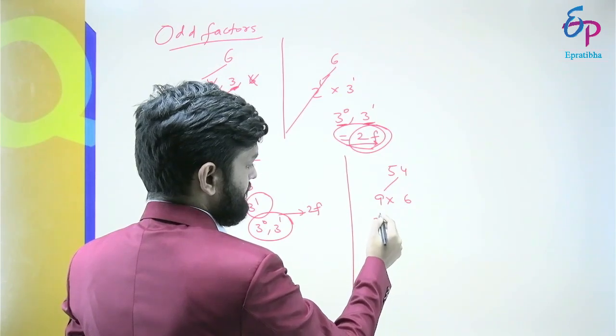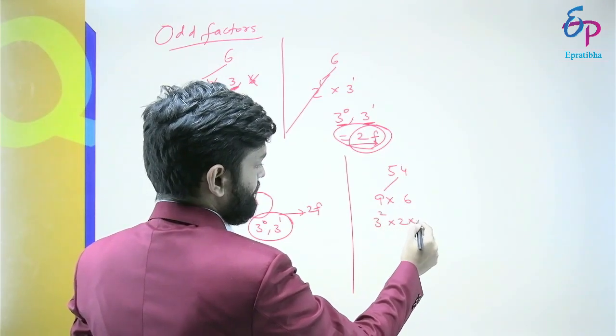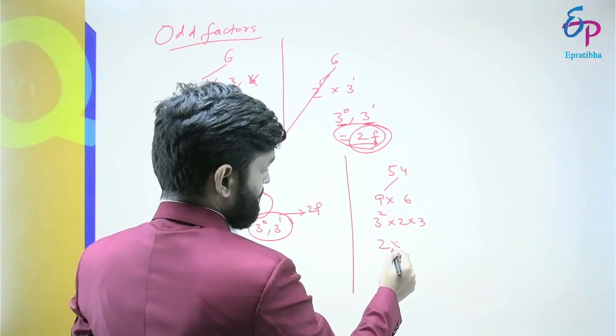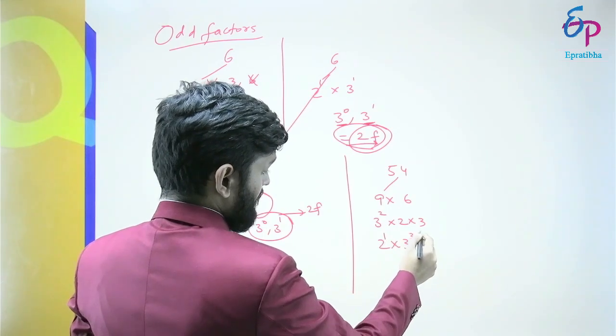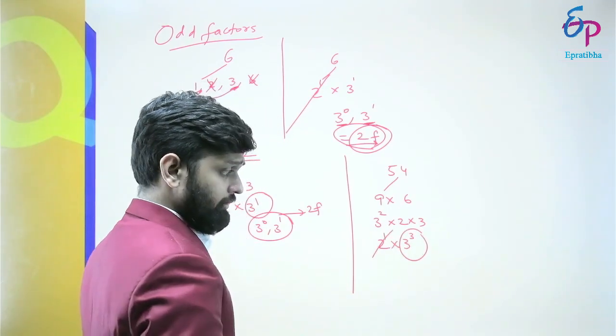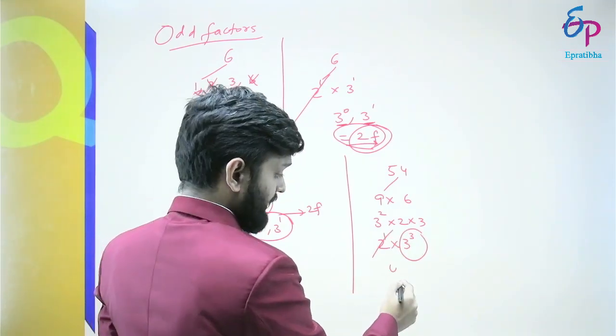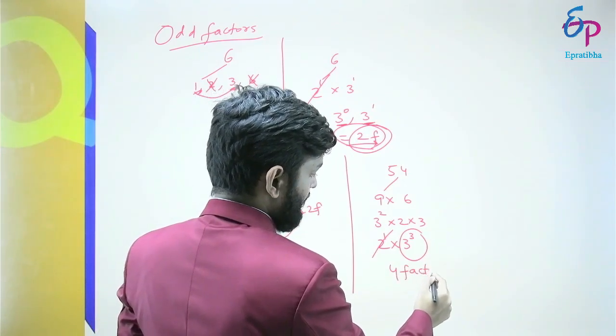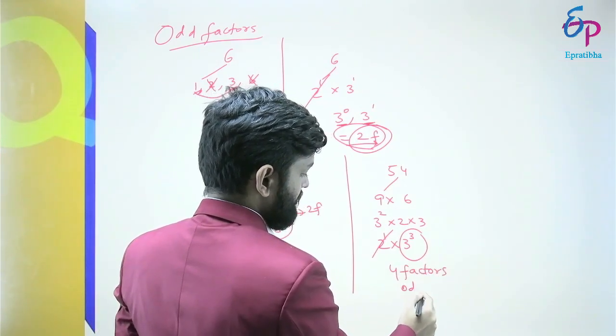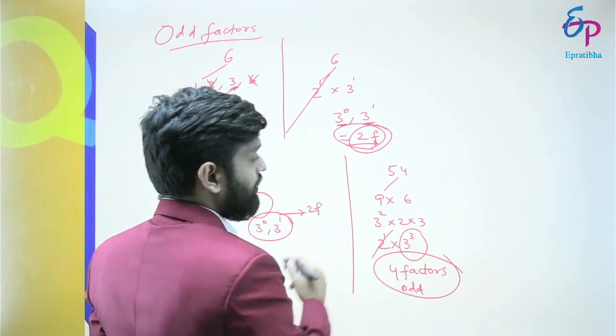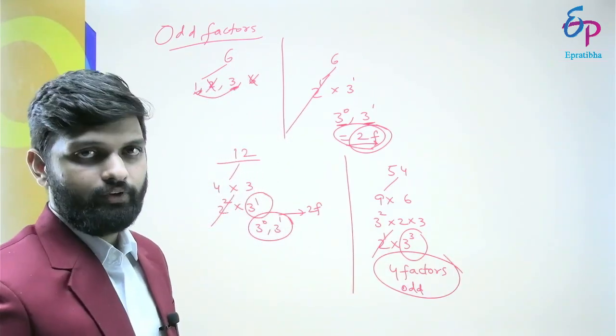Again it can be written as 3 square into 2 into 3. That means 2 into 2 power 1 into 3 cube. How many factors are there if you eliminate the even part? There are 4 factors, 4 odd factors. That is very important. That is not the total number of factors. 4 odd factors are there for 54.